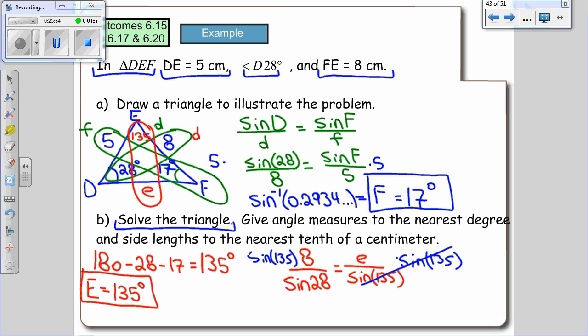If I punch that entire thing in my calculator, I go sine 135 times 8. My calculator has stopped working. Times 8, there we go, got it to work. Divided by sine 28. And I find that little e is equal to 12 point, and it says side length to the nearest tenth of a centimeter, so 12.0 equals e. Now I've completed the triangle because I know all my missing sides and I know all my missing angles. That's called solving the entire triangle.